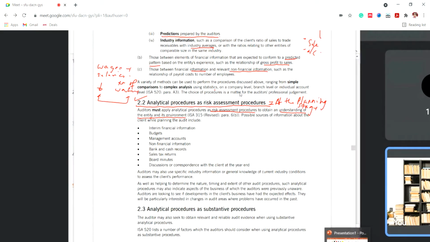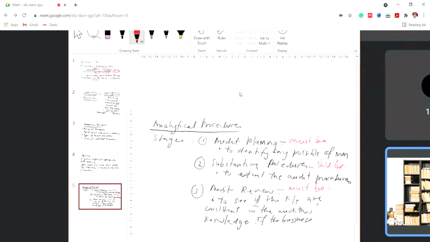Okay, how are you going to identify the possible material misstatement? After the auditor understands the client's business entity. So the procedures to understand the client's business entity, you have learned in audit planning.